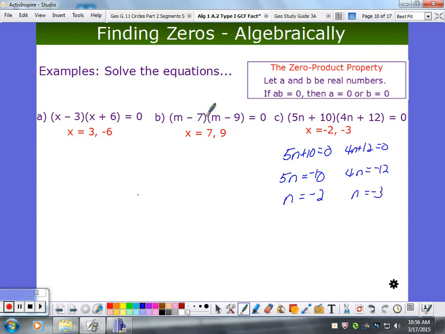So for these, it might be easy to see just straight ahead. These take a little practice to see it. So you can work out and solve equations. These are the solutions. There are two solutions to those equations.